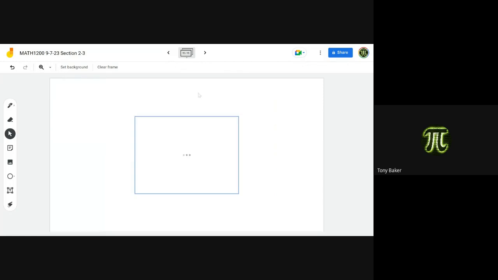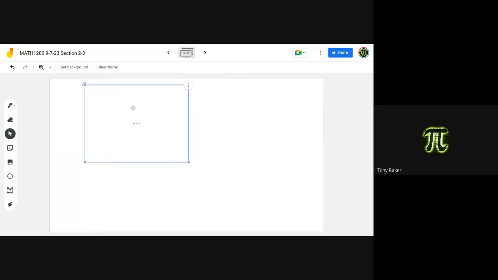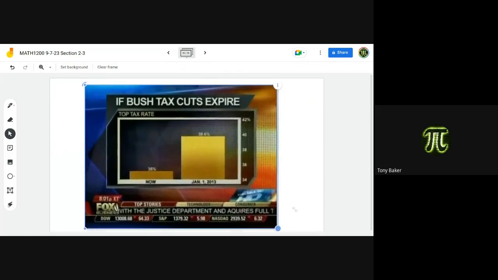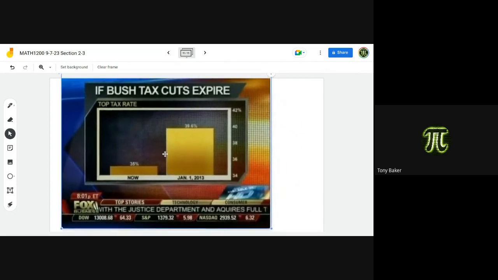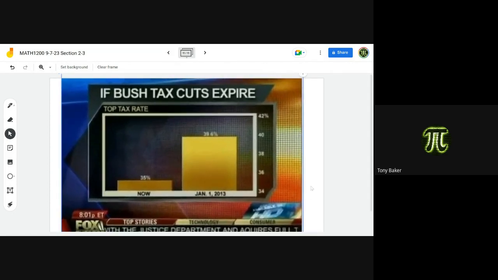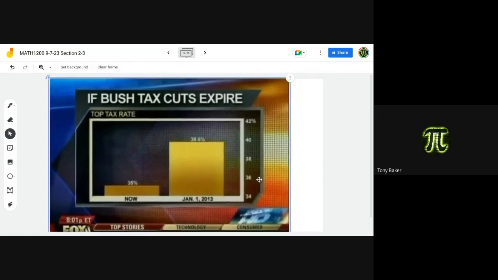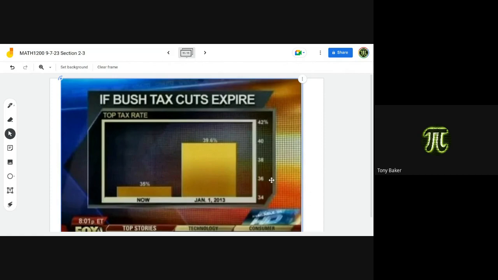All right, here's another Fox News one, unfortunately. All right. This was Fox Business News. 39.6. Just 0.6 or by more? It's a little more than 0.6. But not anywhere close to what this graph tries to show it does.